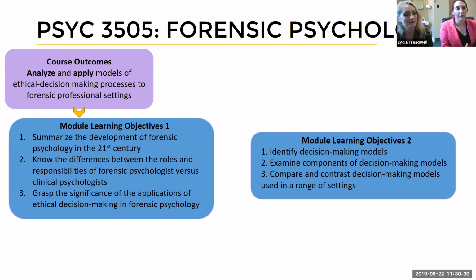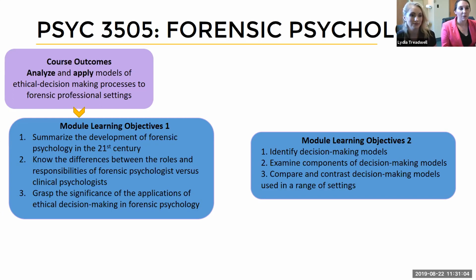Okay, so I'll start with the first set. Summarize the development of forensic psychology in the 21st century. That's still an appropriate, measurable objective. There's nothing wrong with the objective itself. However, it doesn't match up with our course outcome. So our course outcome is about ethical decision making, not about the development of forensic psychology in the 21st century.